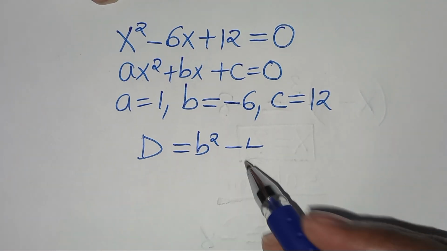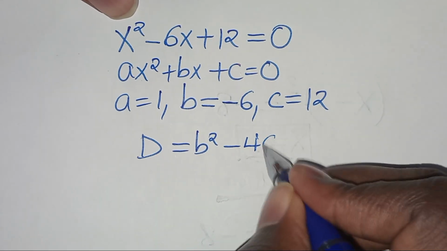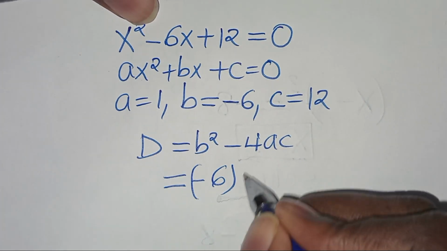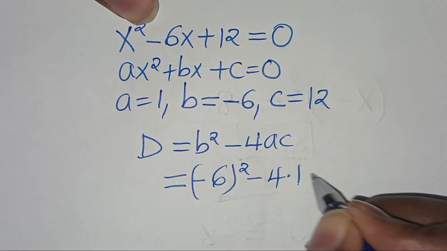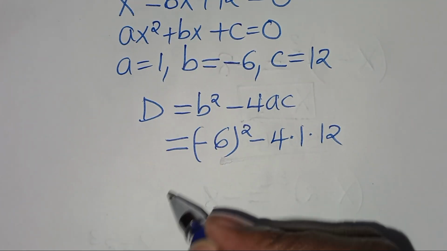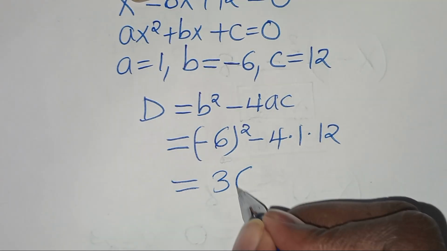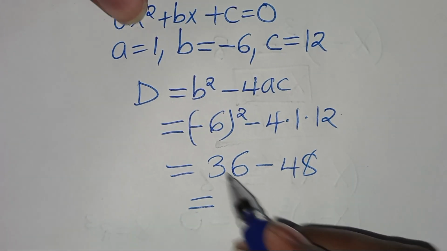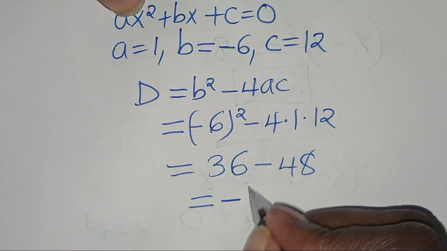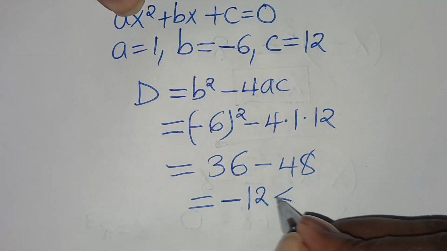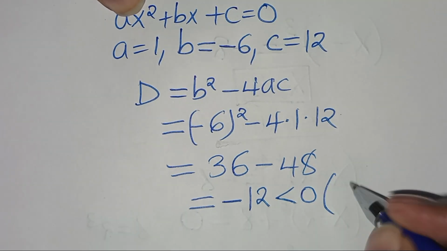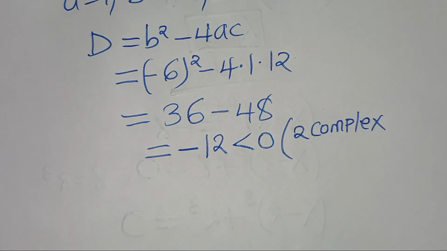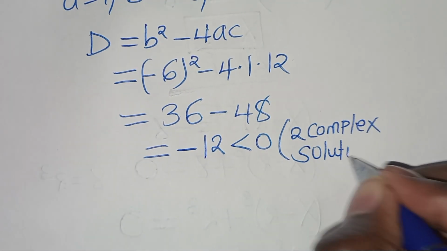So we have that the discriminant value here is b^2 - 4ac. So substituting the values of a, b, and c, here we have (-6)^2 minus 4 times 1 times c, which is 12. So here we have (-6)^2, this is 36, minus 12 times 4, which is 48. So this implies that 36 minus 48, this is -12, which is less than 0. So this implies that we have two complex solutions.